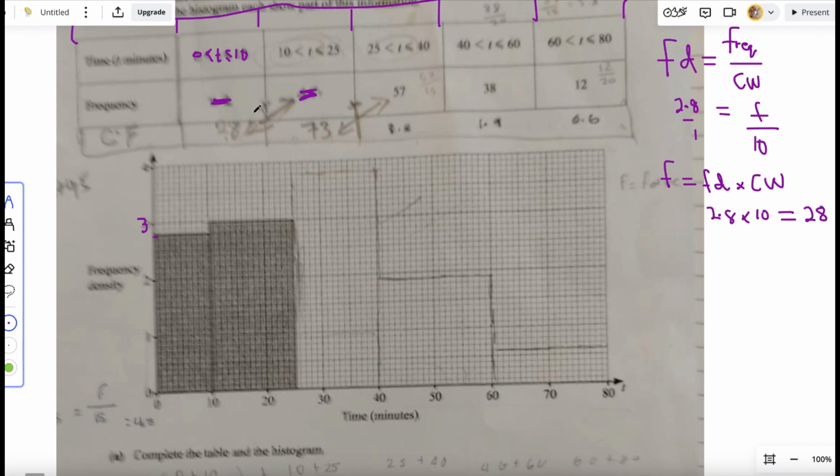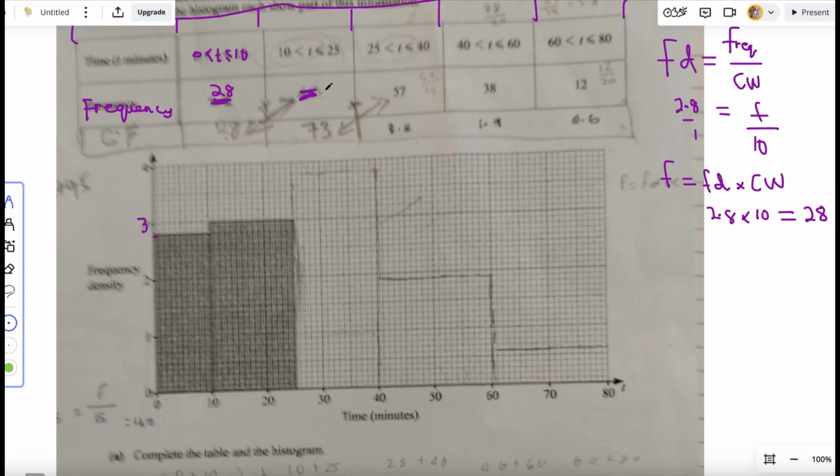So we come here and put 28 in this place, because the frequency is 28. Remember, this column is frequency. I know it's not clear, but at least you understand what we are doing. Here is frequency, and then we calculate the frequency.